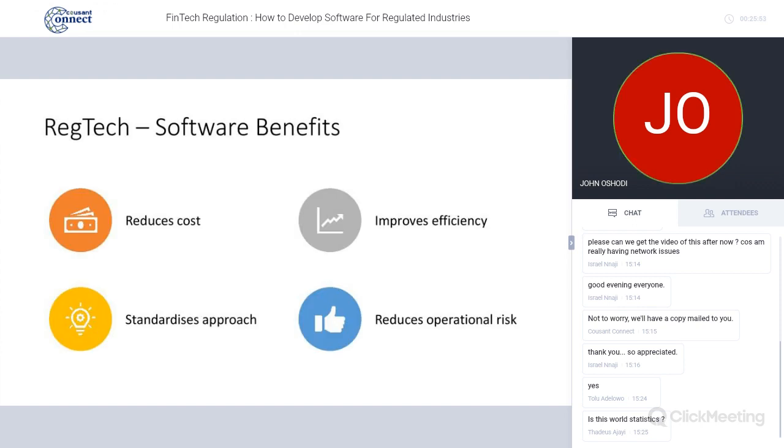Okay, so what are the benefits of RegTech software? It ultimately reduces costs, because although there's the upfront cost of actually building software, once it's in there, you're not firefighting, so you're not trying to adapt your systems to deal with issues, because you've written your software to deal with the issues up front. And so in the long run, it does reduce costs for your company.